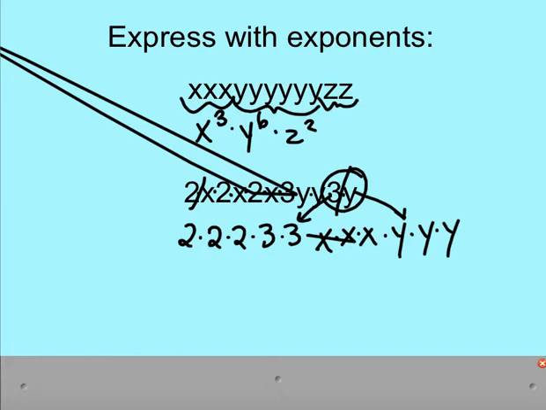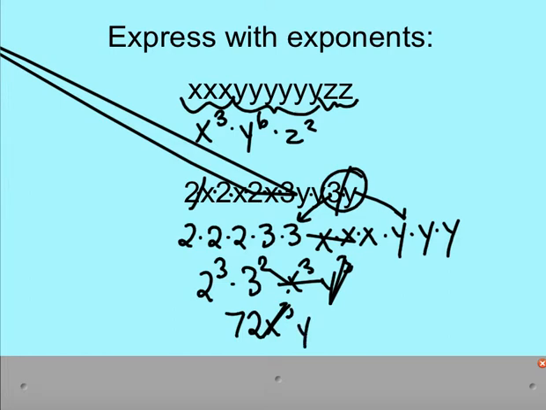And we can use our exponents. So 2 cubed times 3 squared times x to the third times y to the third. Or if you want to multiply it out, that's 72 x cubed y cubed. Okay?